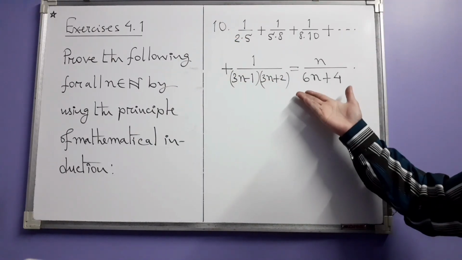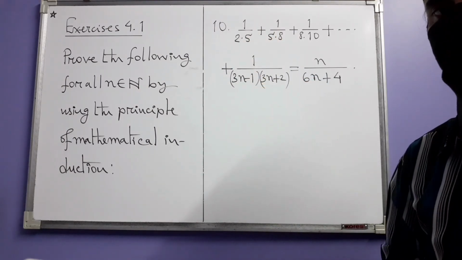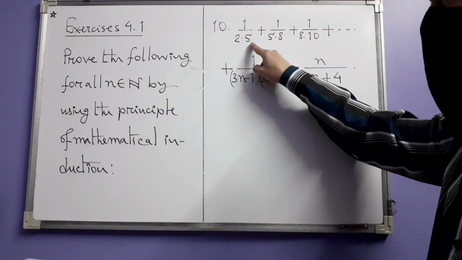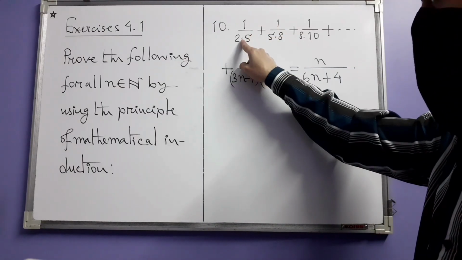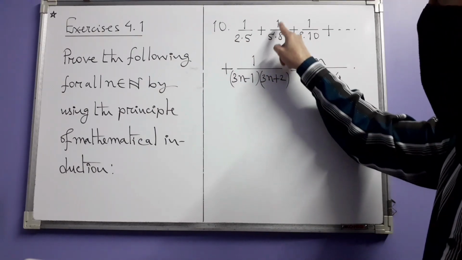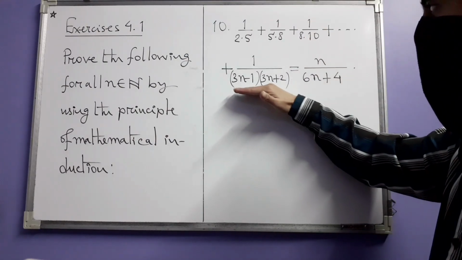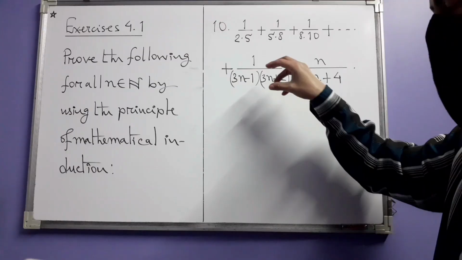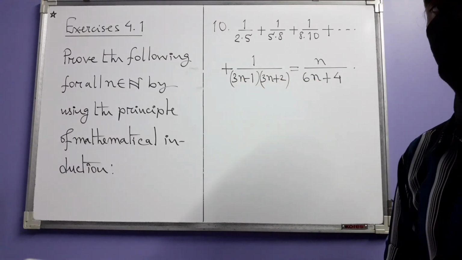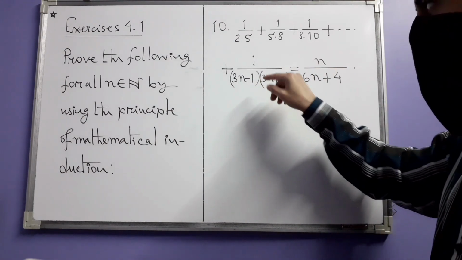Here we have to prove this identity. You look at the left hand side, it's a sum, a finite series where the terms go like this, 1 divided by 2 times 5. This is not a decimal point, okay, this is a multiplication symbol. 2 times 5, plus 1 divided by 5 times 8, plus 1 over 8 times 10, and so on. And the general term is this, which also is the last term here, 1 divided by (3n minus 1) times (3n plus 2).